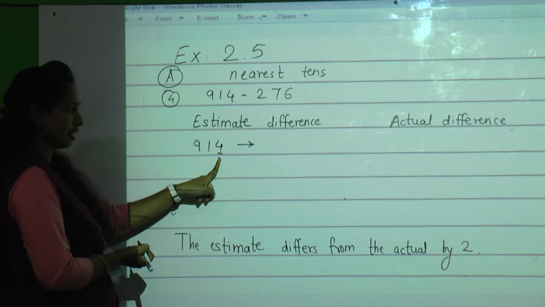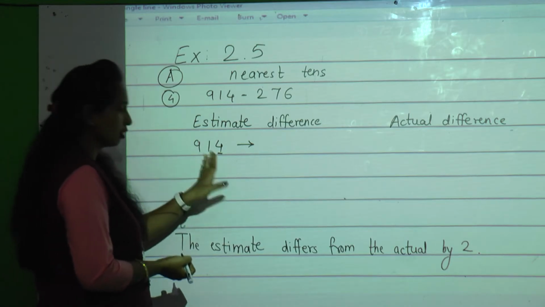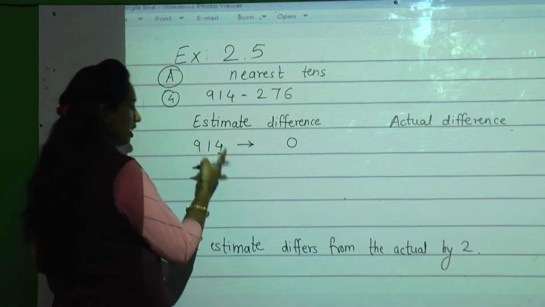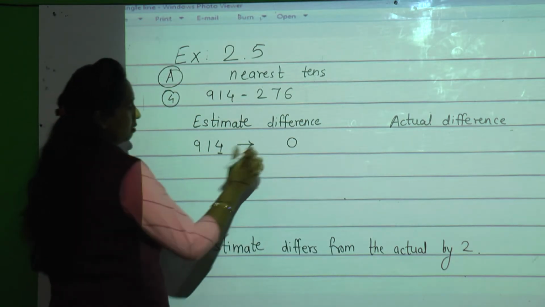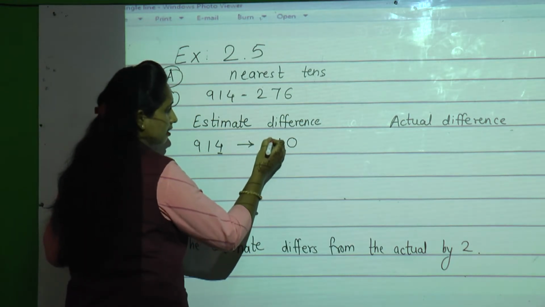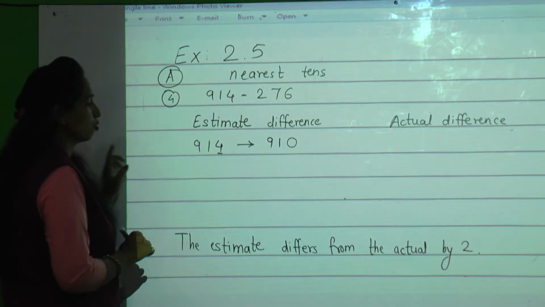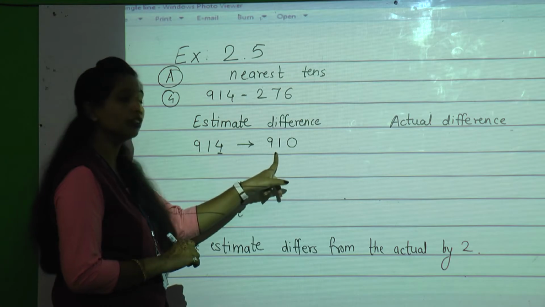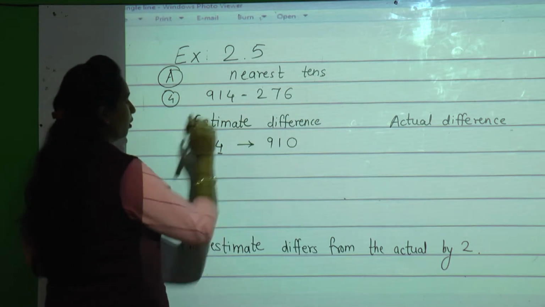What is there on ones place? 4 is there. If it is 4 or less than 4, place the 0 on ones place without changing tens place. So as it is. Got it? So 914 can be rounded off to 910. Now what about the next number?